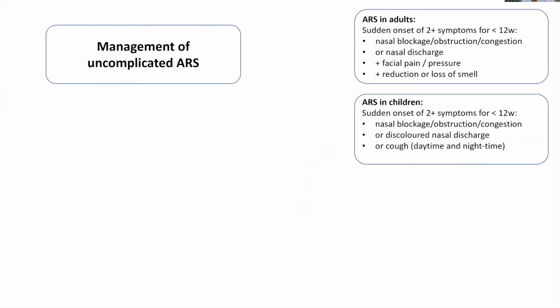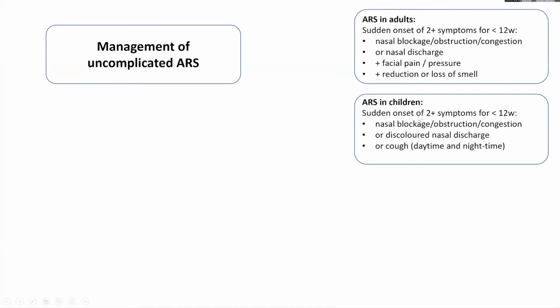So in the first place, I think we should define the acute rhinosinusitis. On the right side of the screen, you can see the definition by EPOS guidelines, and acute rhinosinusitis is defined as an onset of 2+ symptoms for less than 12 weeks, sudden onset, very important: nasal congestion, obstruction, nasal discharge, blockage, plus minus facial pain, pressure, or plus minus reduction or loss of smell.